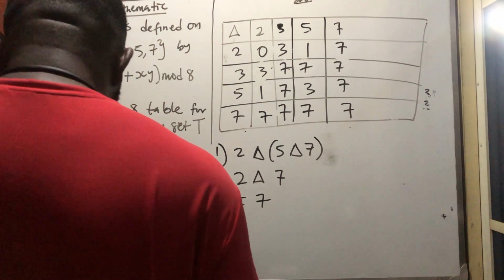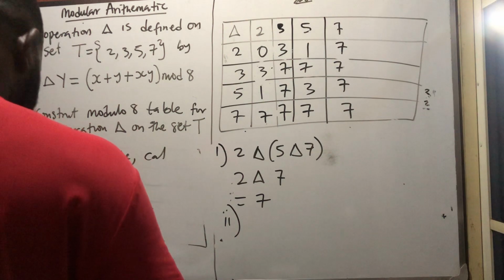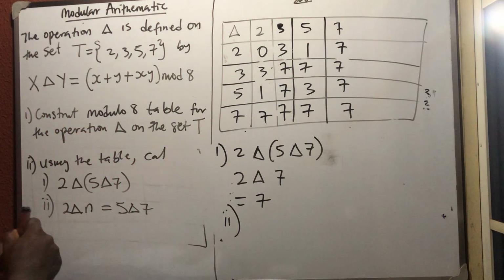3777. That is for 3. 1737. Then 777. Okay, so that is that. So the next one.